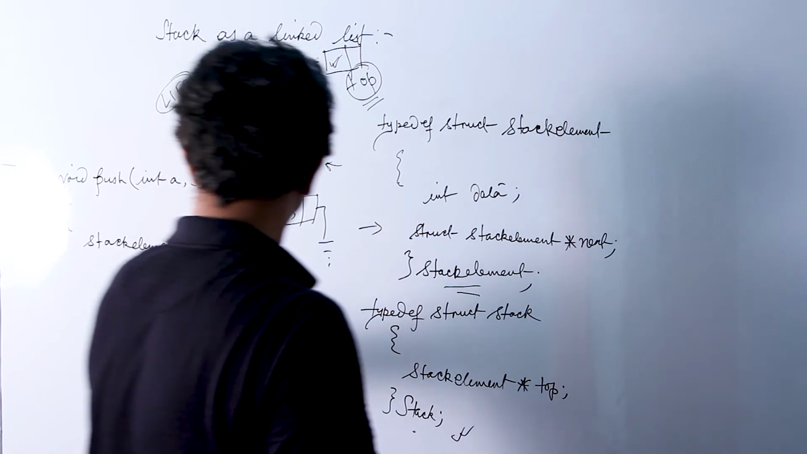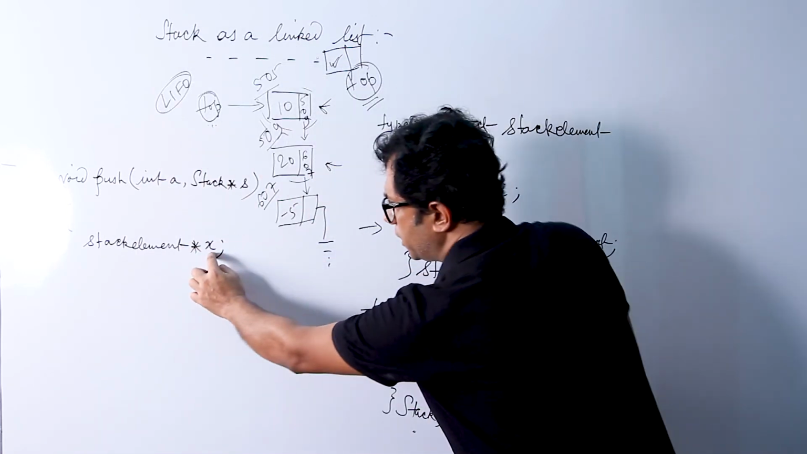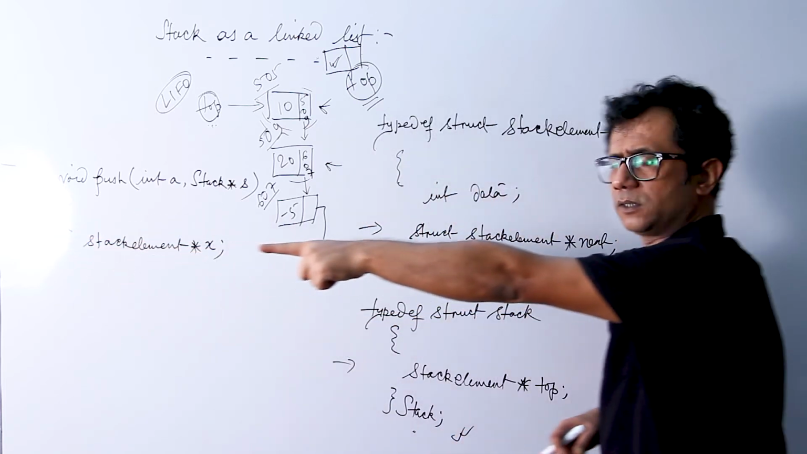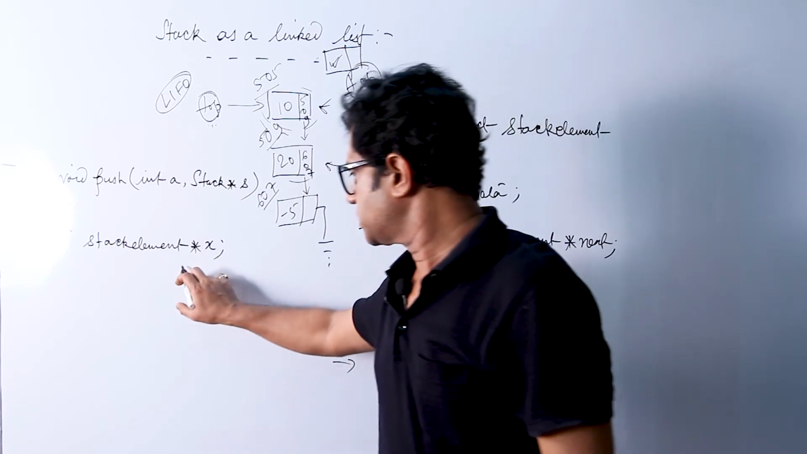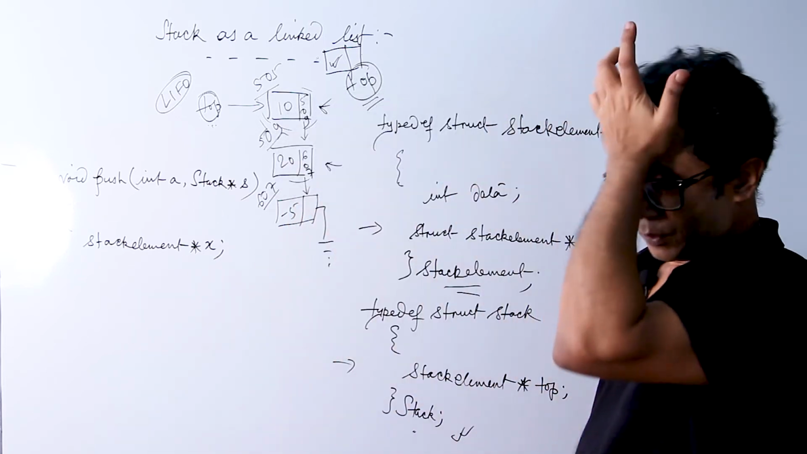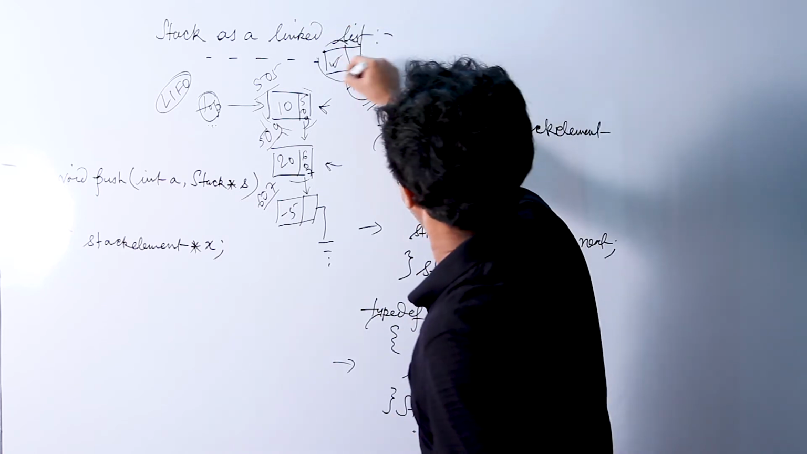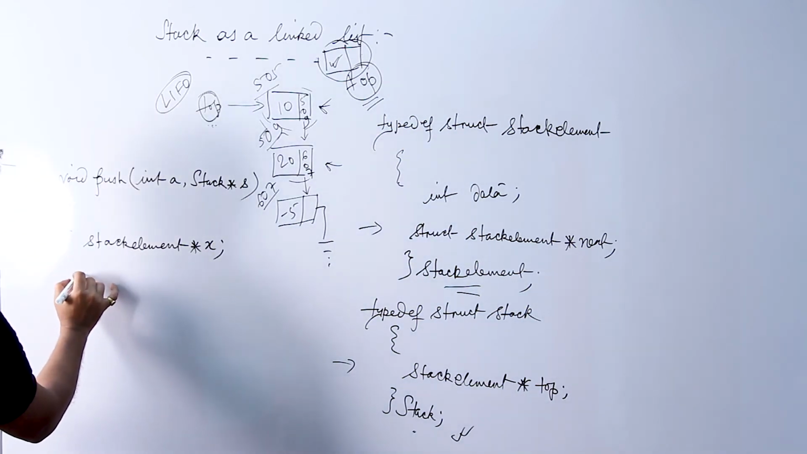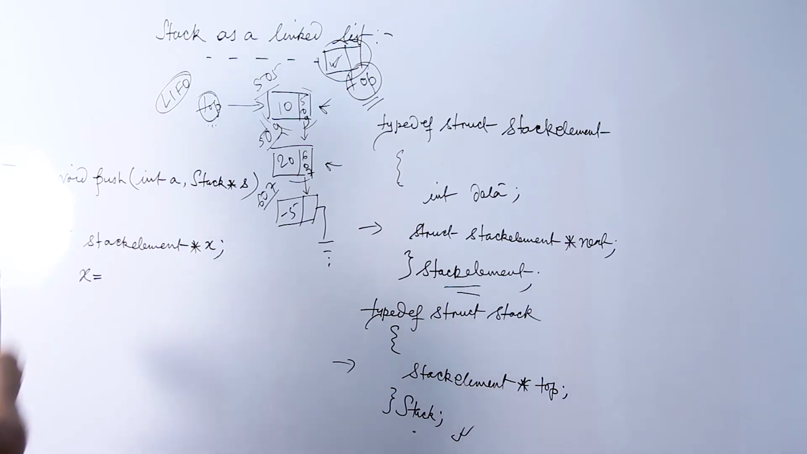So x is a pointer which is a stack element type of pointer, that is, x is a pointer which points to a stack element type of data type. So stack element star x. Now we'll dynamically allocate the memory for this x by writing this code. You are quite familiar with this code because we have seen this code being used in the linked list examples.